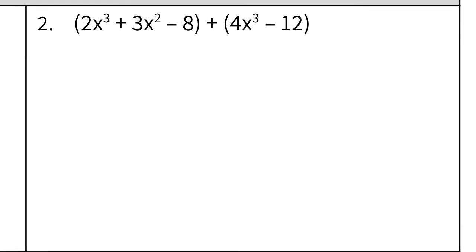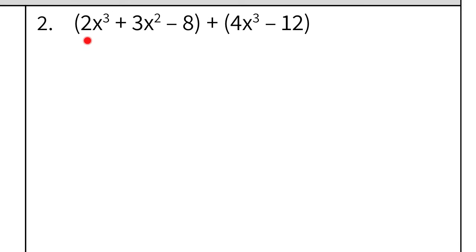I want to add these two polynomials now. The first one is 2x to the third power plus 3x to the second power minus 8, plus my other polynomial, 4x to the third power minus 12. So we're going to combine like terms. This term has x to the third power, and so does this term, x to the third power. So we can combine those by adding, and we know that 2 plus 4 is 6. So that would be 6x to the third power.